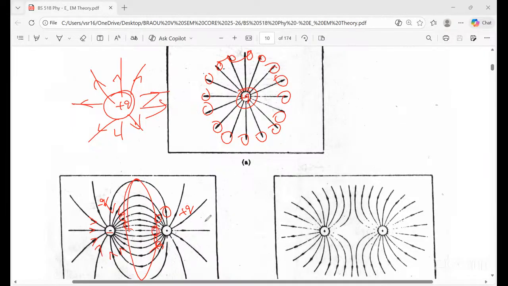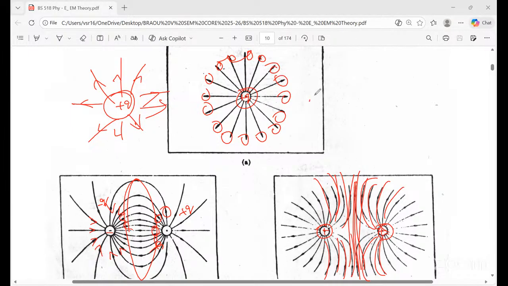Okay. So unlike charges may attract each other. But here you can see this is positive, this is also positive. Like charges, repulsion takes place between them. Both are repelled with each other. Okay. Repulsion takes place.